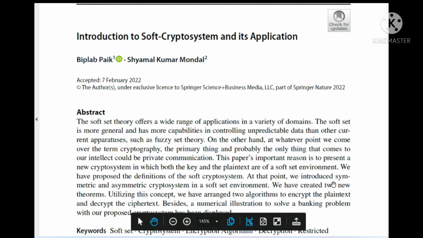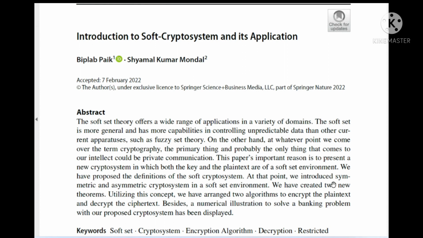The soft cryptosystem is based on two fundamental concepts. The first is subset theory and the second is cryptography. And therefore, the subset theory has been integrated with the field of cryptography. So, before starting the discussion of this paper, I first give some basic ideas about cryptography and subset theory in short. First, I start with cryptography.